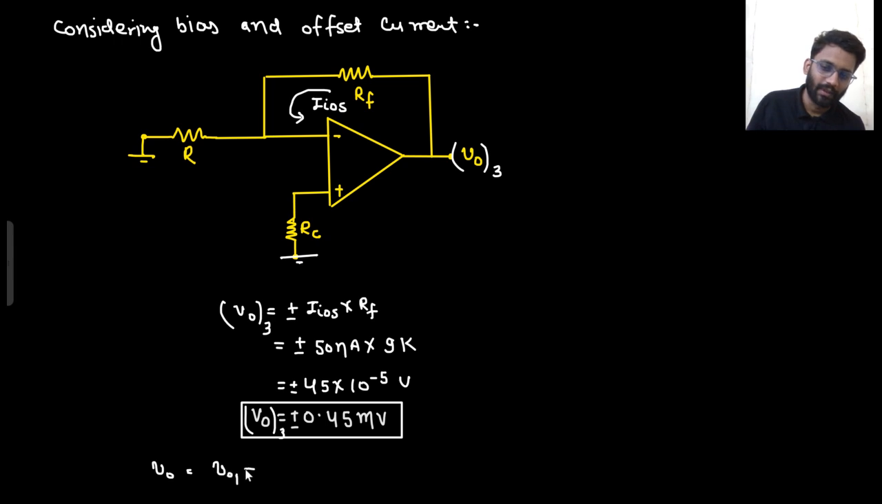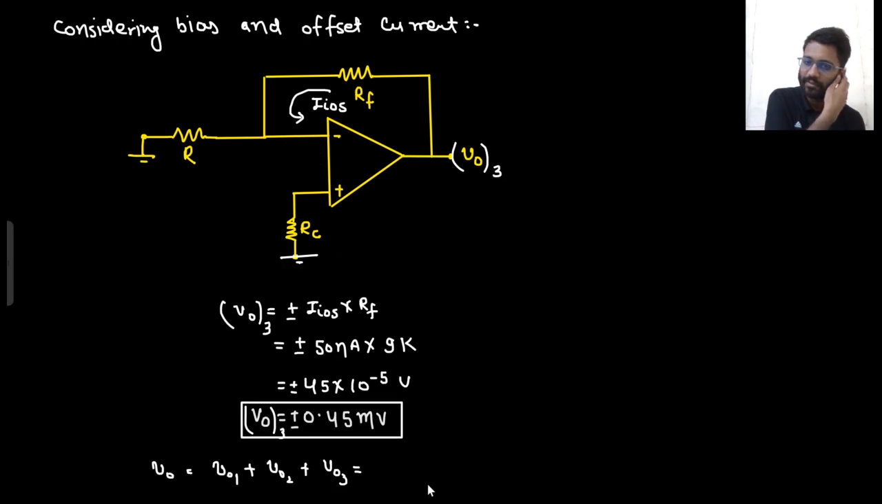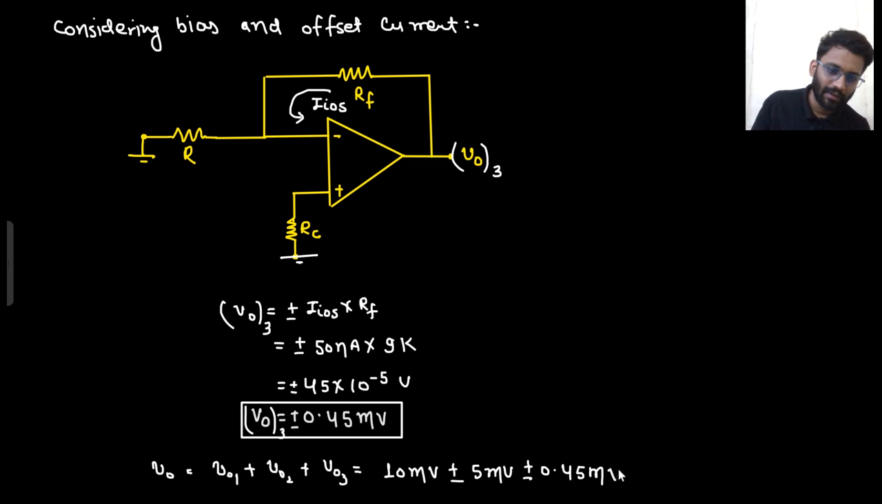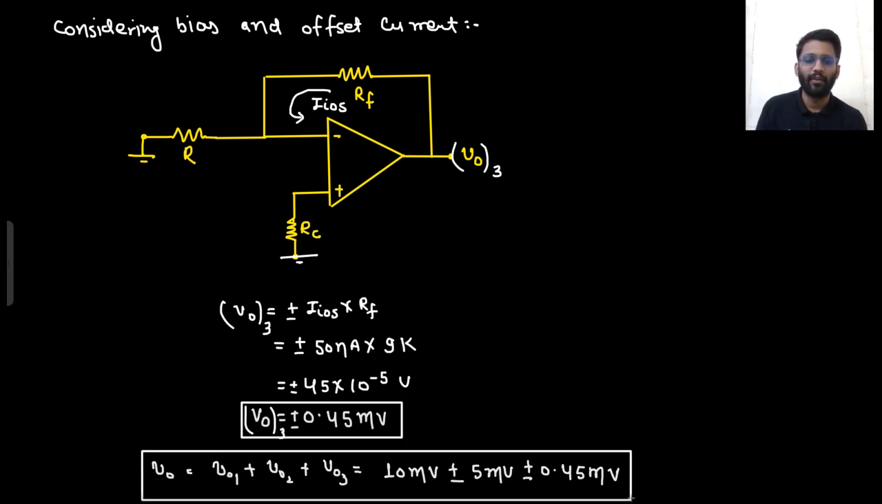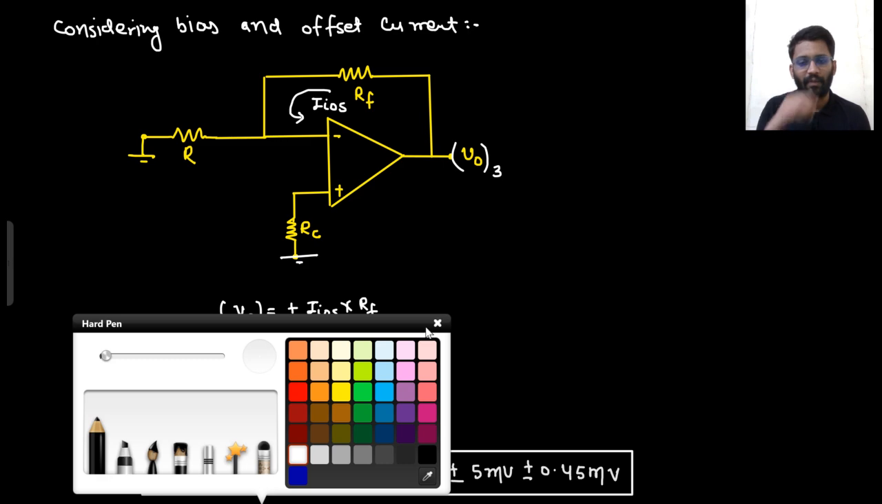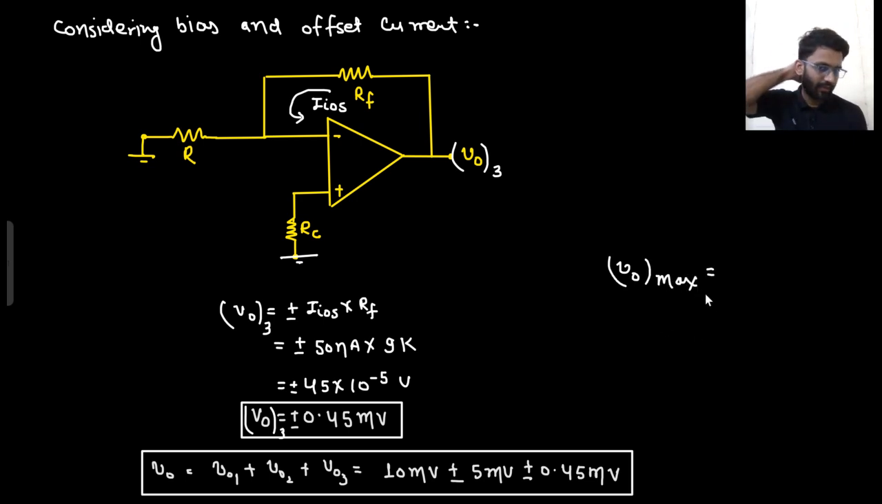VO3. So what is your final output? VO is VO1 plus VO2 plus VO3, and that is first we are getting 10 millivolt, then plus minus 5 millivolt, 10 millivolt plus minus 5 millivolt and plus minus 0.5 millivolt. Now they can ask you, this is your final output. That's it. Now they can ask you what will be the VO maximum value and what can be the VO minimum value. So what will be VO max? Tell me.